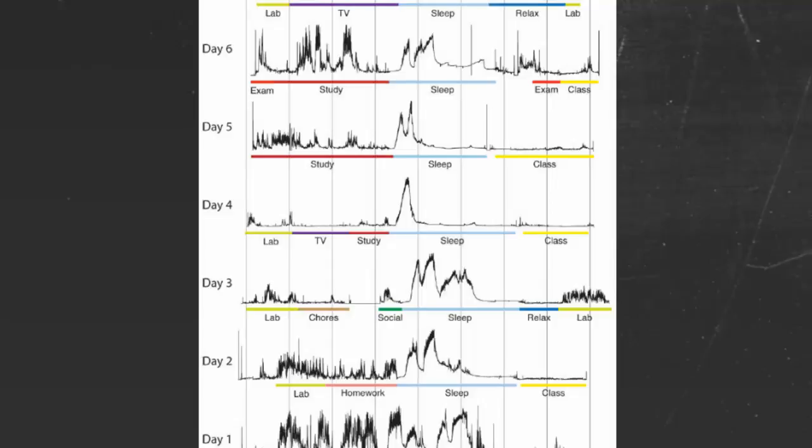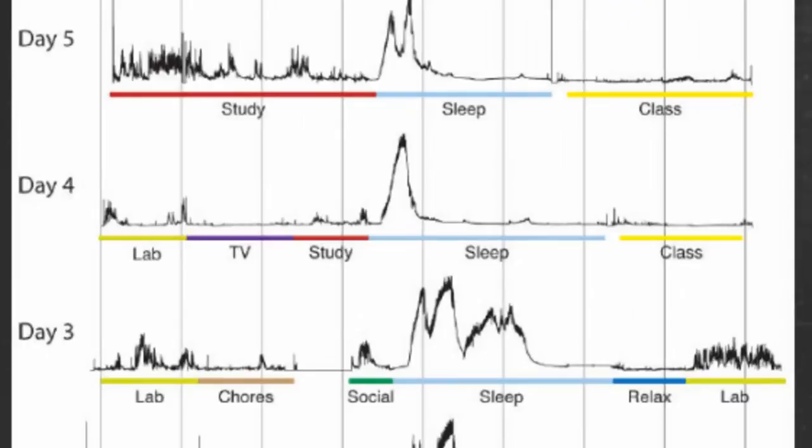What do you notice? In particular, look at day 4, where we can see that the student initially is participating in some lab time, and then is watching TV where the EDA levels are extremely low. Then the student starts studying and the EDA levels start to increase slightly. And then the student goes to sleep and has a big spike in EDA and then has some restful sleep. The student wakes up and attends class and has EDA levels that are equivalent to those of television.